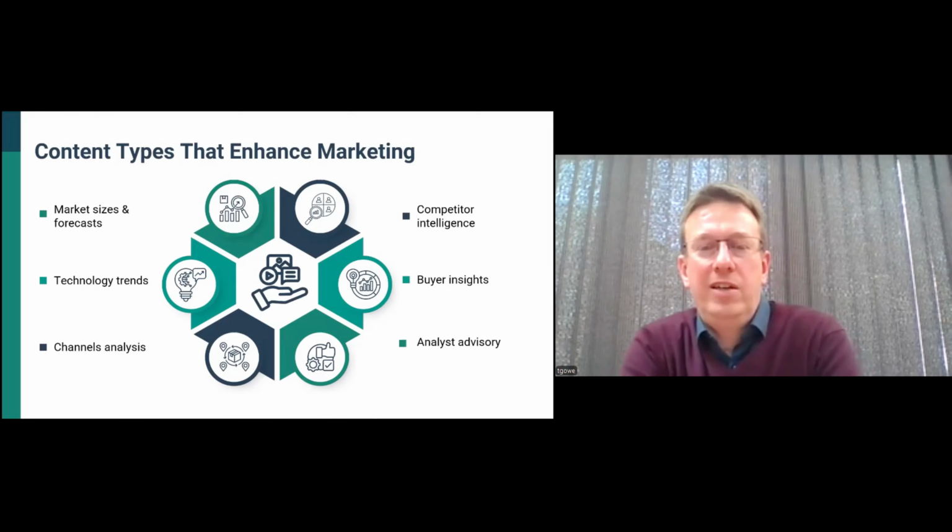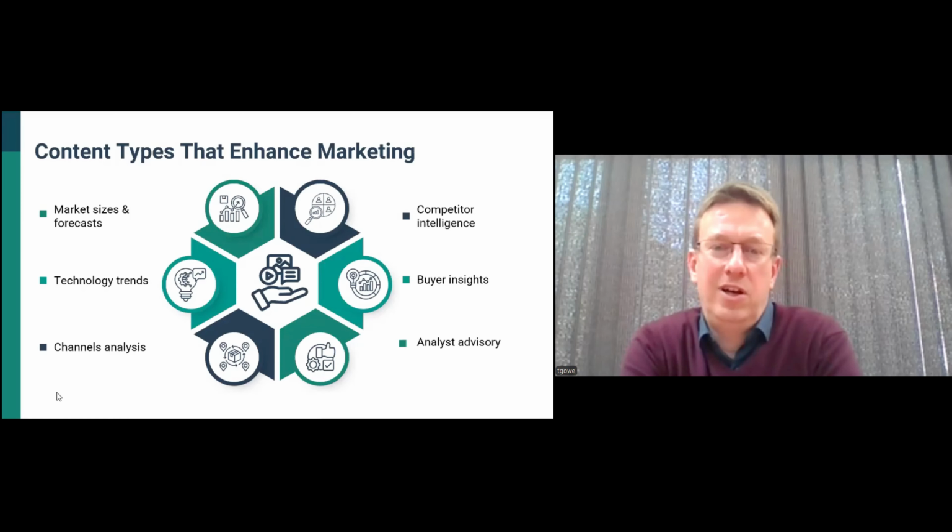And then the final thing is analyst advisory, picking of the brains of the analysts. There's some real value there if the vendor can pick up the phone, book in an hour with the analysts, just pick their brains. I think that's really good, really useful for them. So that was just some of the content types.